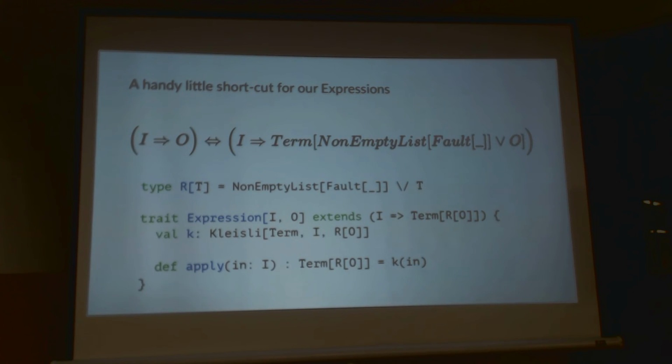So, all right. Now let's look at an example where we have a convenience here, and you'll see it in the later slides. An expression where we have input to output is really the same as input to term of non-empty list of false or output. So I define this nice trait here that has the Kleisli inside of it, and that represents the same thing. We use this on further slides. It's a notational thing.